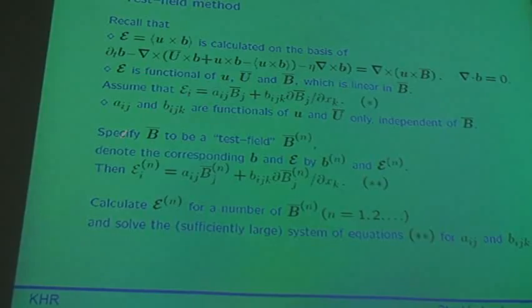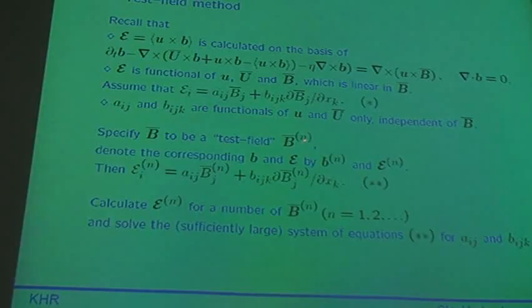Okay. Now specify your B bar here to be a test field. I call it B bar N, and denote the corresponding b and E by bn and En. Then this relation must apply. The coefficients Aij and Bijk don't depend on the test field. They are independent of the test field.